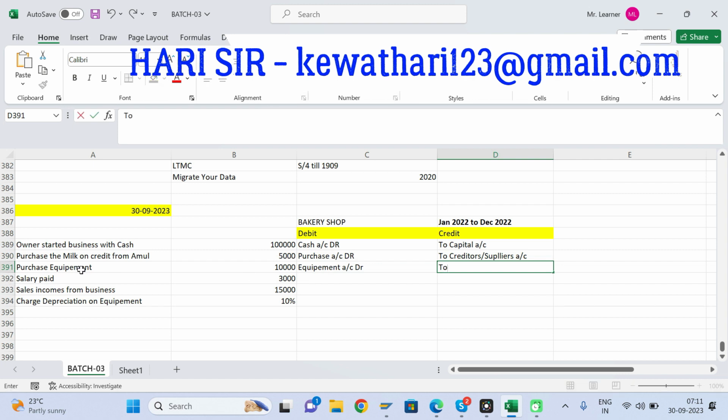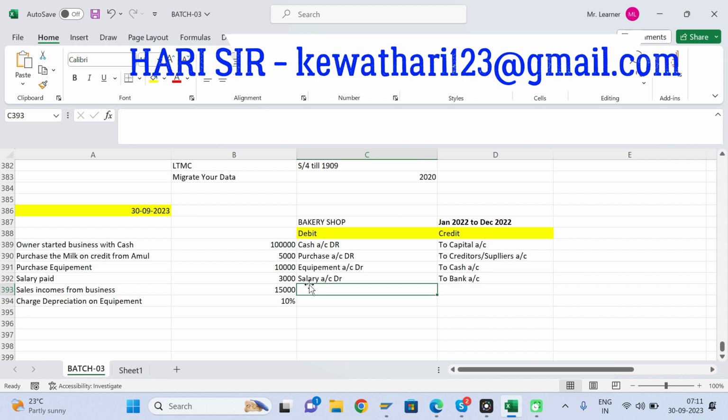Here no information is given whether you're purchasing in cash or on credit, so generally it is considered as cash. Okay, and cash account credit. Then salary: you are paying salary, so salary account debit. And again here no cash or bank is given, so let's say I am making payment from the bank.